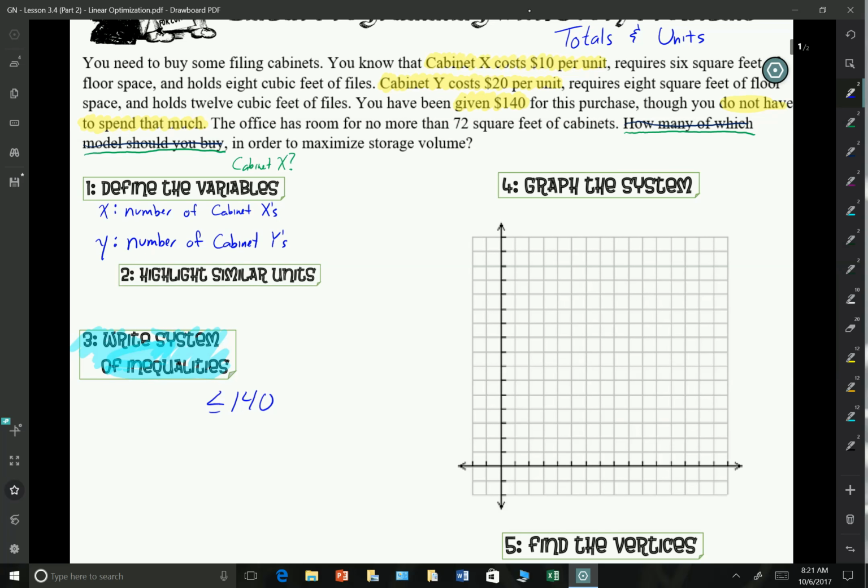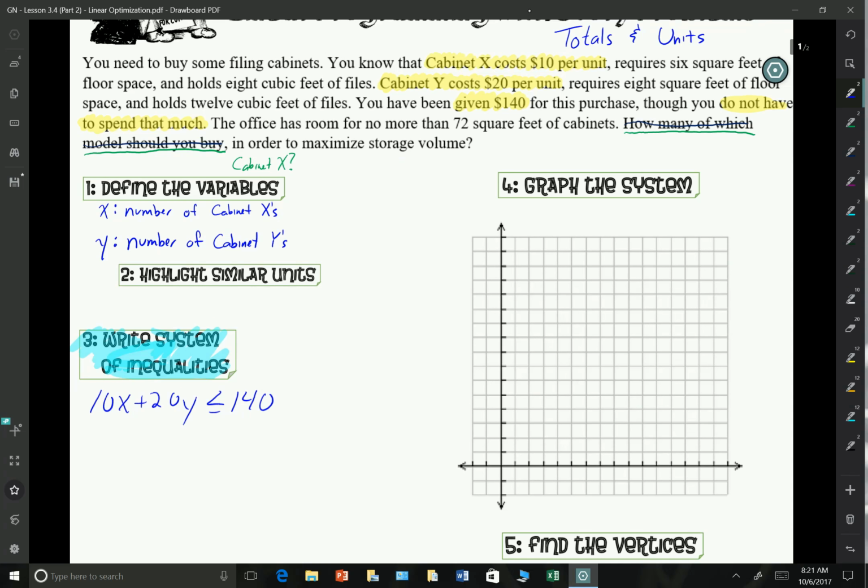If I say x plus y, what's this unit right here? Money. So I need what on the left side? I need 10x plus 20y. I need money on the left side to equal money on the right side, don't I? You need to match the units on the left to the units on the right. So I get 10x plus 20y is less than or equal to 140.